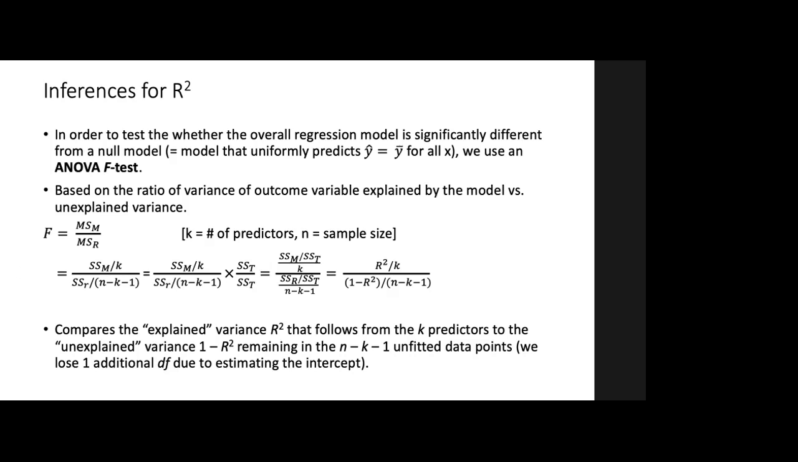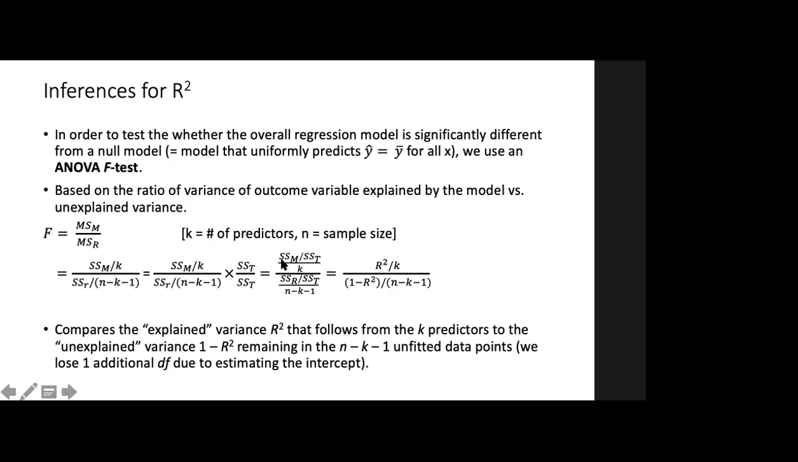And here, for the linear regression, we have one predictor, so that's our regression slope, and K would be 1. And then we are losing 1 degree of freedom for the intercept that we're also estimating.